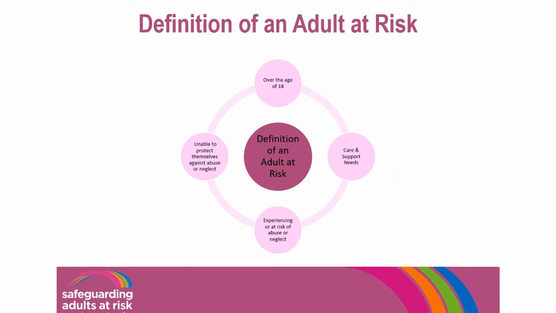Thank you. So I think at this point it's really important that we understand the definition of an adult at risk. Presently there is no nationally agreed definition of an adult at risk. However, within the Care Act 2014, an adult at risk is defined as any person who is aged over 18 who has care and support needs and is experiencing risk of abuse and is unable to protect themselves from either the risk or the experience of abuse and neglect.